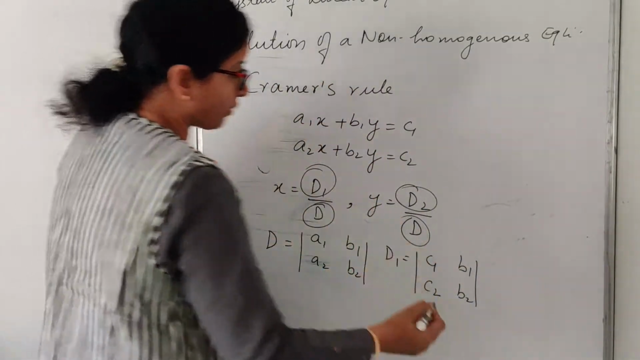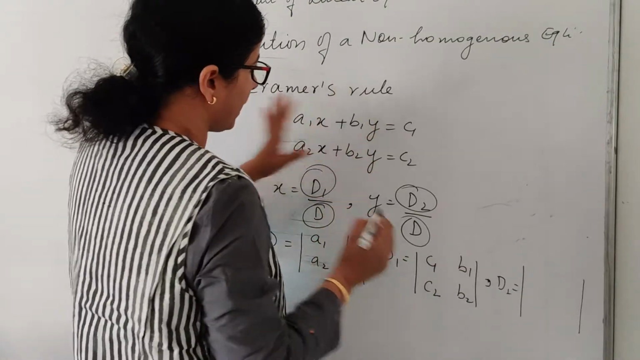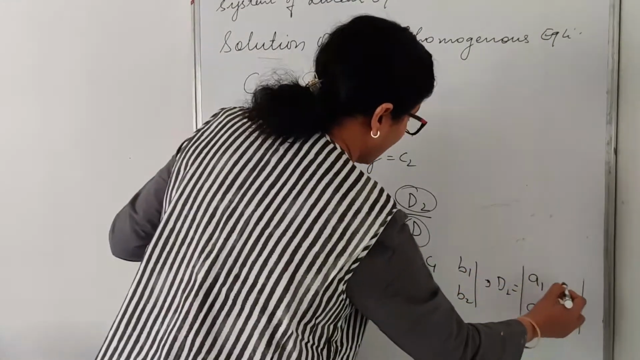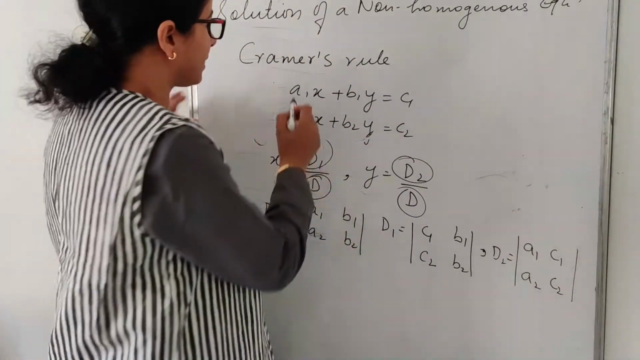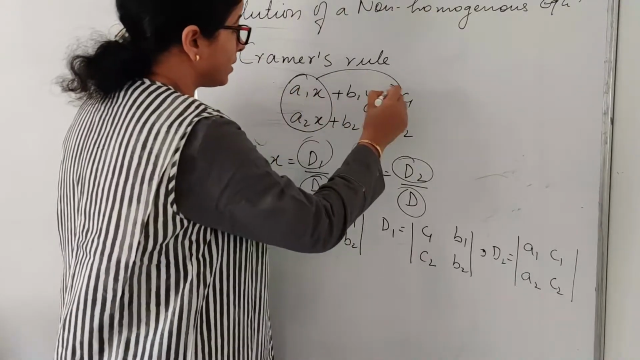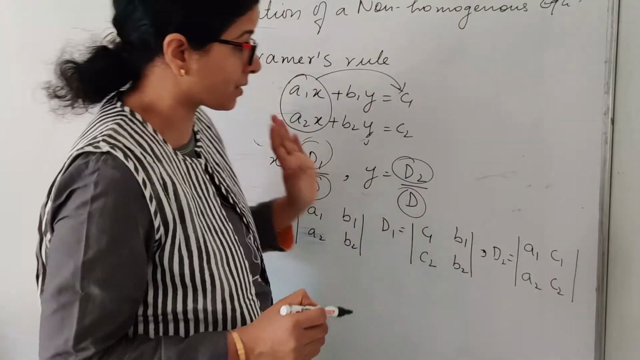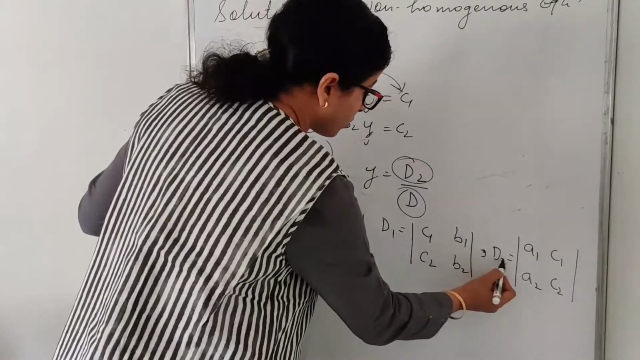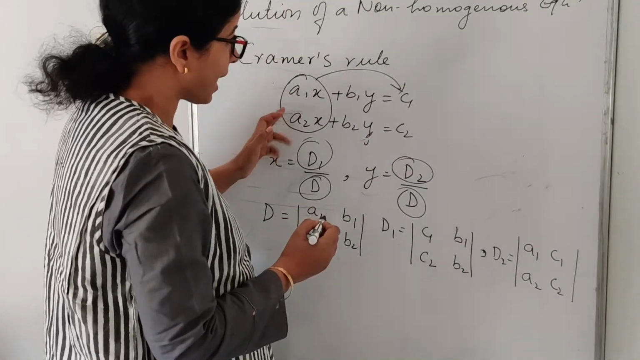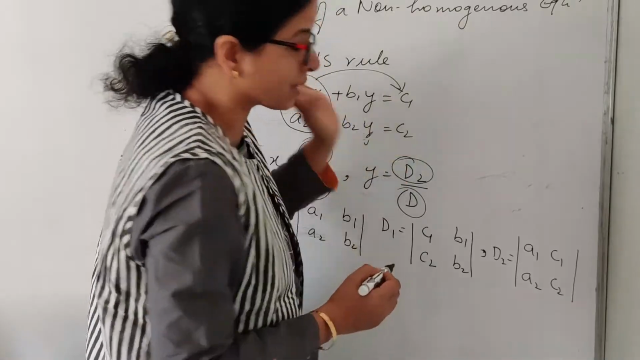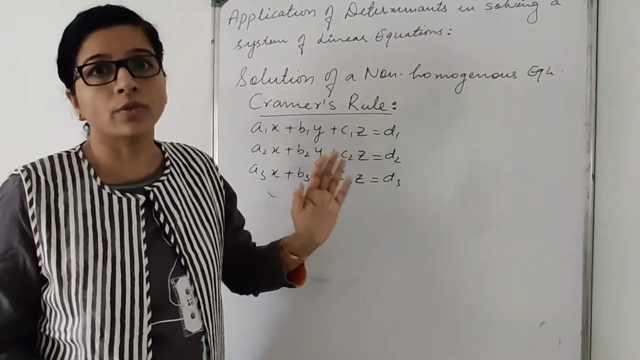What will be my d2? Again I will leave the coefficients of y, I will write the coefficients of x, and in place of y I will write the constant terms. So I will replace the coefficients of x with c1, c2 and b1, b2 will be written as it is. Now for d2 what we are going to do? We will write x as it is and y will be replaced by the constant terms. Just now we have considered the non-homogeneous equation of 2 variables.